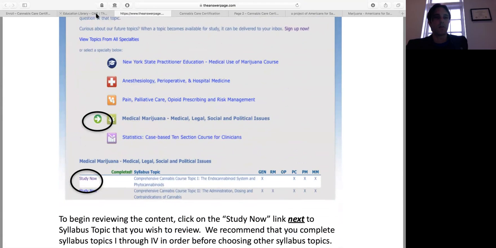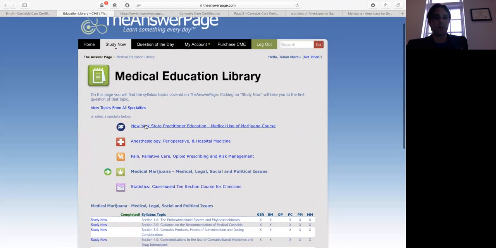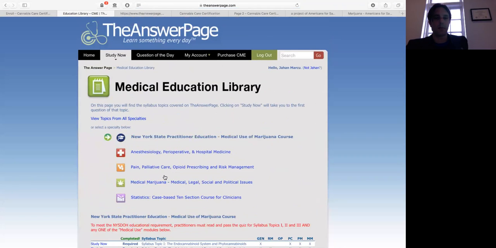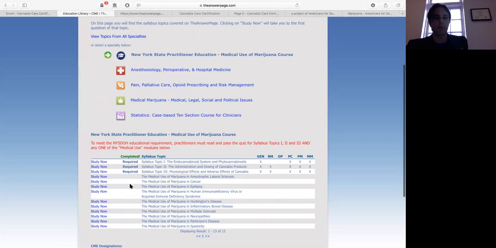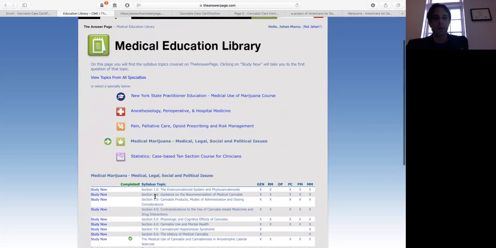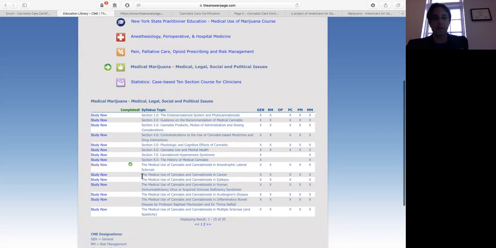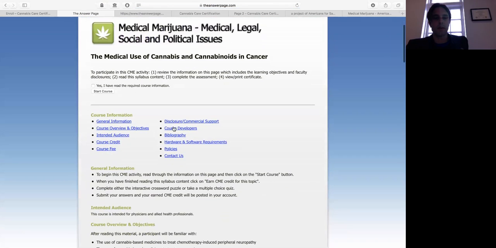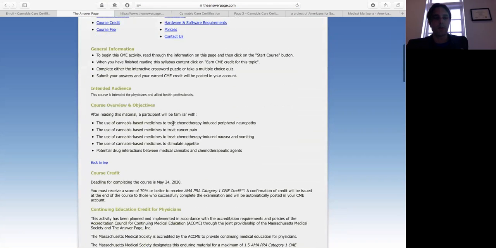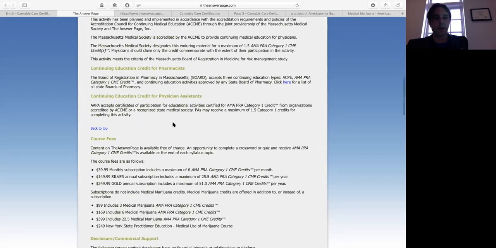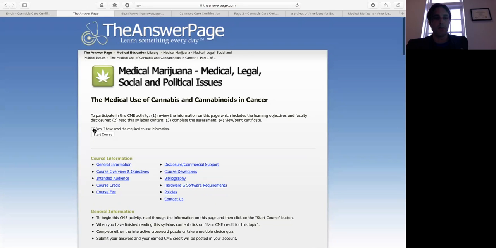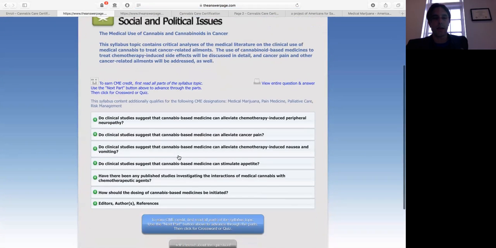Now we're going to open this up really quick. This is the actual page. If you're in New York and you want to fulfill your state requirements, there are very specific requirements required for New York. But if you're in any other state, California, maybe a U.S. territory, you can choose. Here you see I've completed the ALS portion, but perhaps you want to study the effects of cannabis in cancer. It has general information on the course and the number of fees. You read the course requirements, you start the course, and then here are the references and questions.